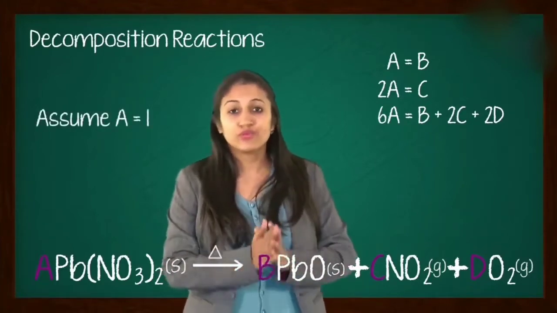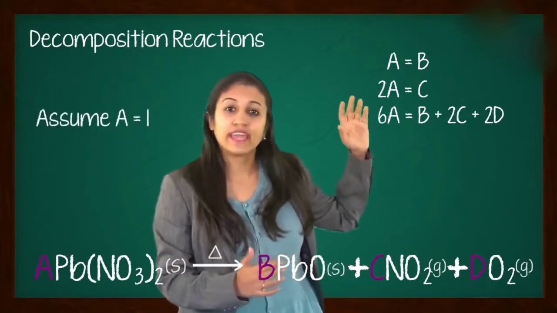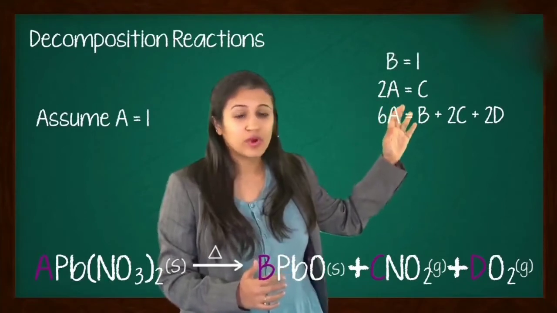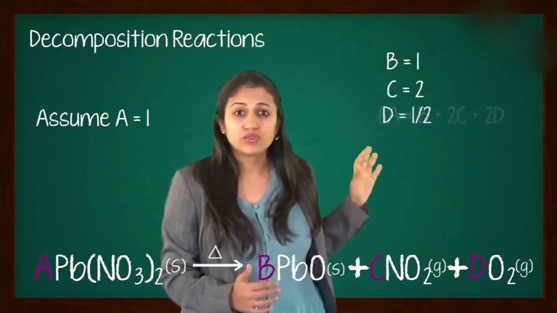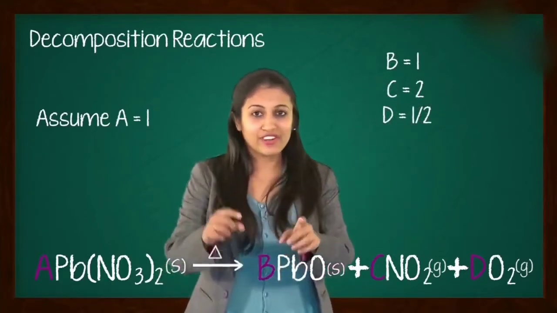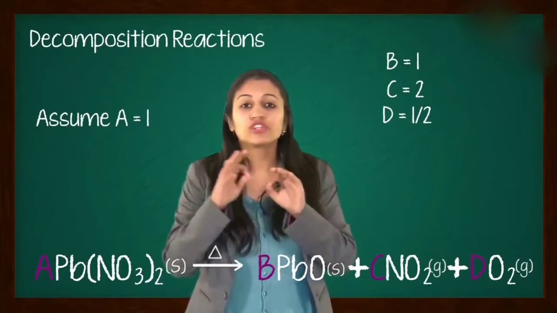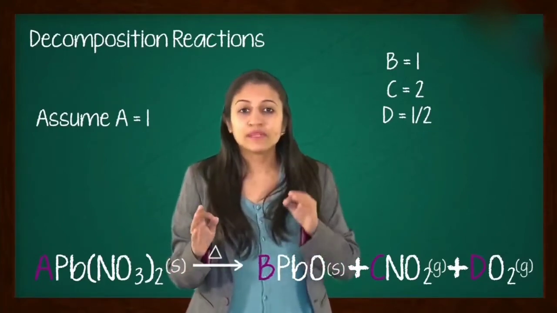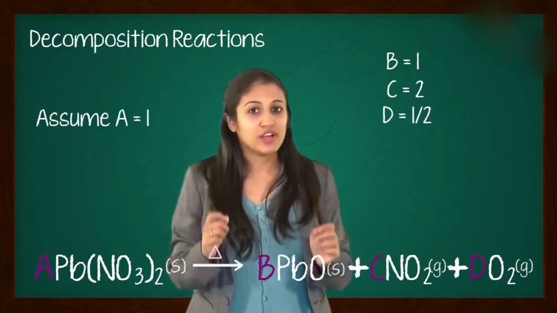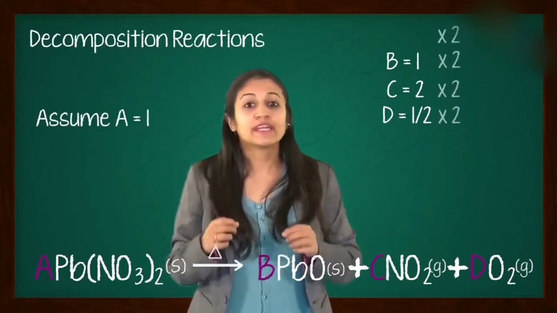Then what do you get? When you substitute in these equations, you'll get A is equal to 1, B is equal to 1, C is equal to 2, and D is equal to half. Don't worry, you're not stuck. When you get a fractional value, what you simply need to do is to multiply it so that the fractional value becomes a whole number. So multiply it by 2.